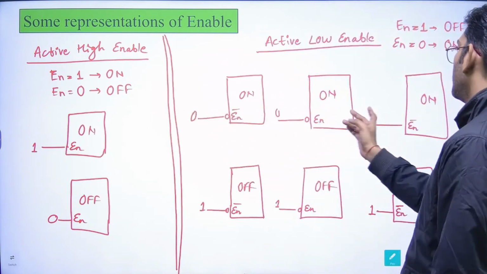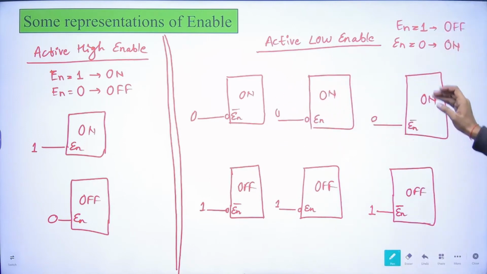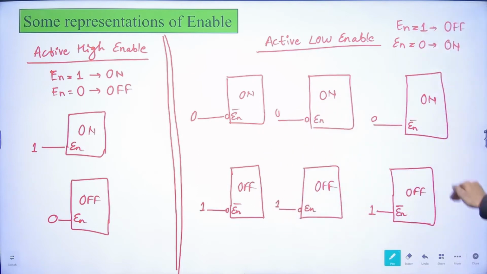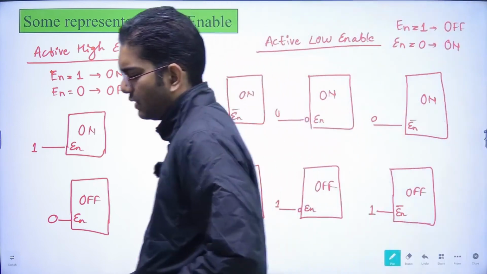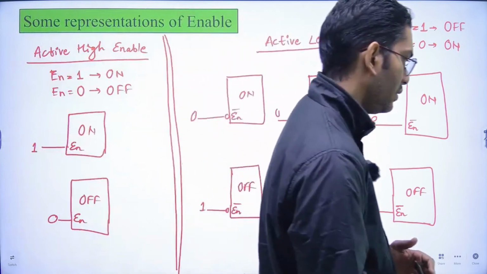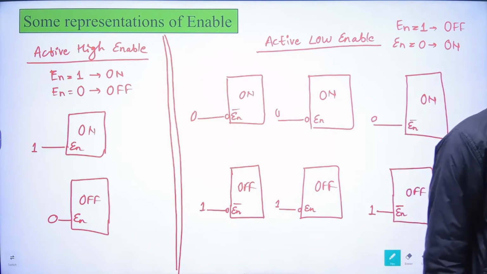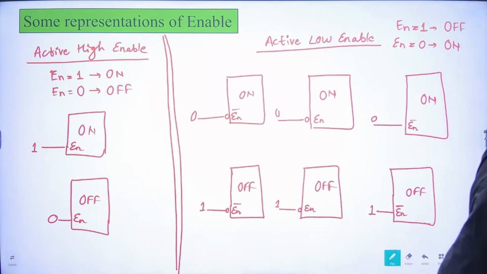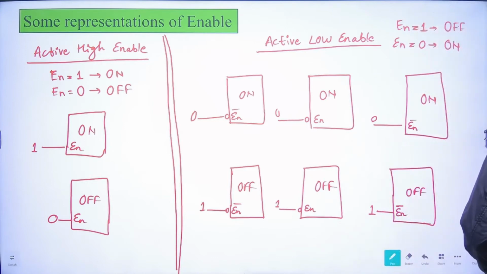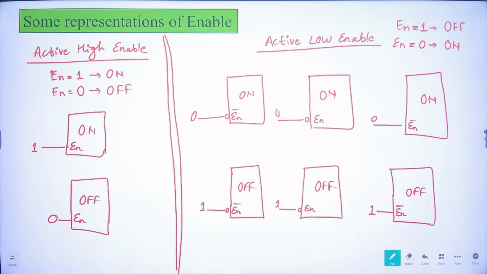When the input 0 is applied, as it is the active low enable, it would be in the on state, and in these three combinations, when the input 1 is applied, it would be in the off state. So these are some representations of the active high and active low enables in case of the multiplexers. You can have a glance over it if you wish.